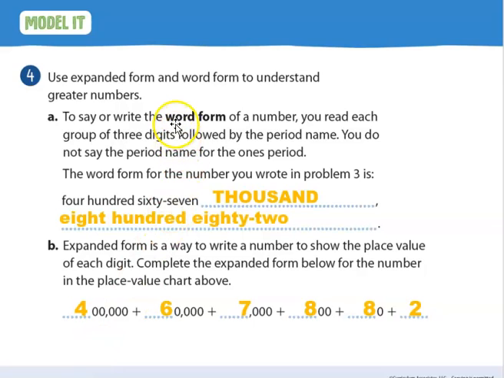Here, we're going to try word form first. We're going to be using the same number that we just looked at, 467,000. Notice that's that period name. And then 882. Okay, expanded form is when we write a number out showing the place value of each digit. Take a look here, 400,000, 60,000, 7,000, and so on.